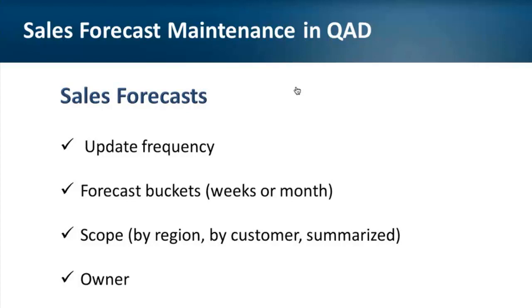Each company does forecasting differently. Sales forecast may be created once a year and then never be changed until the next year, or it may be reviewed and updated weekly, monthly, or quarterly. It may be prepared for 53 weeks or 12 months. It could be one summarized forecast or a separate forecast for each region, account, or sales representative.